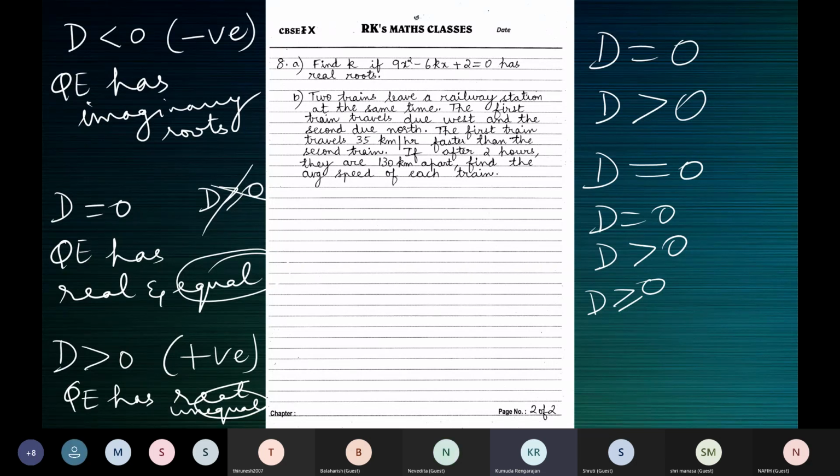Equal roots, D is equal to 0. Unequal roots, D greater than 0. No real roots, D less than 0. But that's been deleted from the syllabus for you, so we are not going into that. You can just remember it as a condition, but we don't have problems based on it.